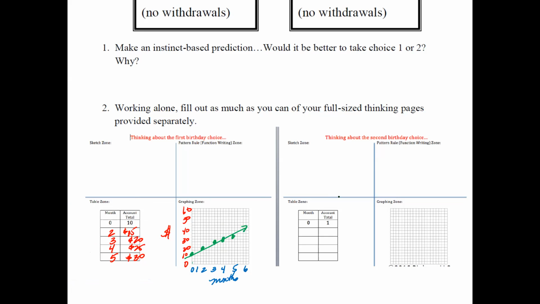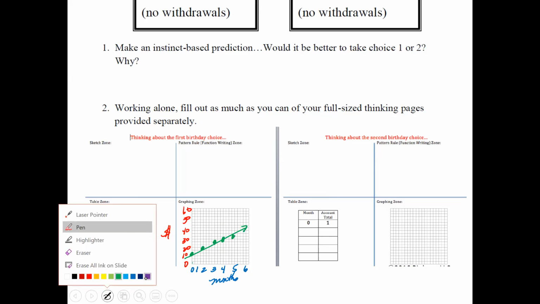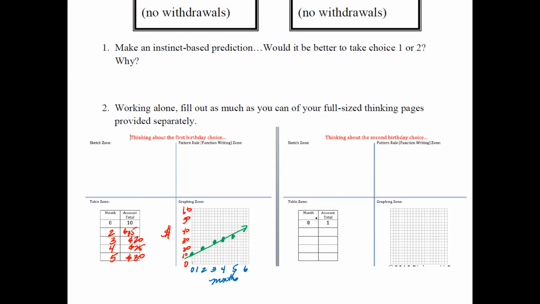Now let's take a look at option number 2. For option number 2, you start out with $1 at 0 months, but then it's going to double to $2 at 1 month, double to $4 at 2 months. Okay, so far, oh, I'm sorry, I did not double that, just kidding. 3 months, $8, and then 16. So now let's go ahead and graph this.